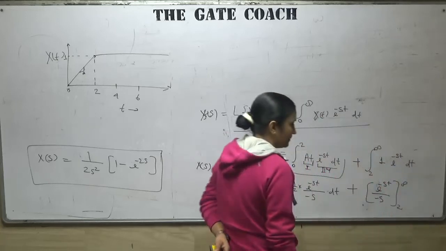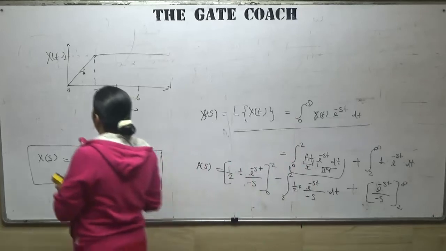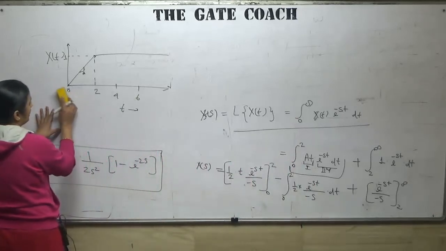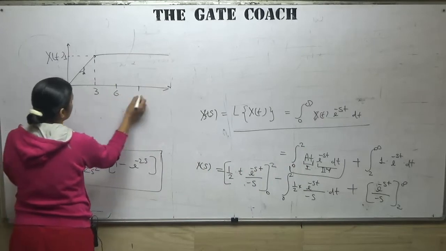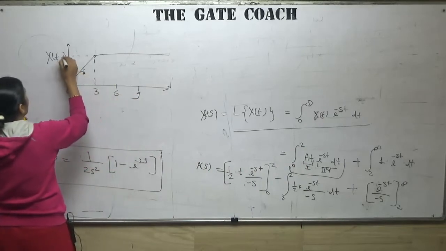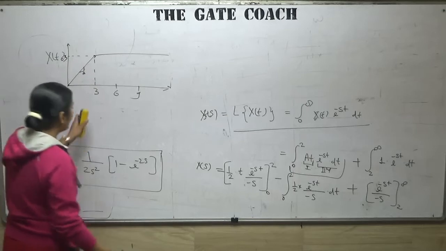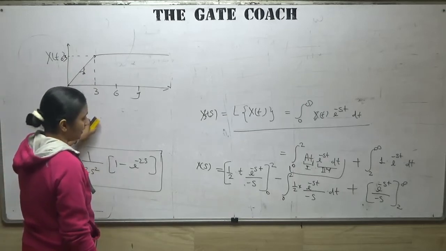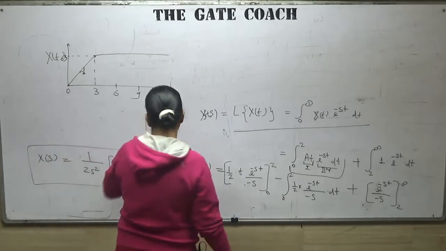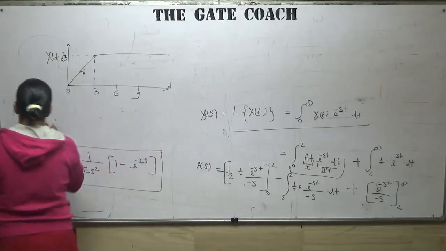Okay, yes. So one more question that is similarly asked, only the values are changed here: 0, 3, 6, 9, and here is 0.3. You know the concept of how to write the function x(t), then substitute the values and you will get the result.